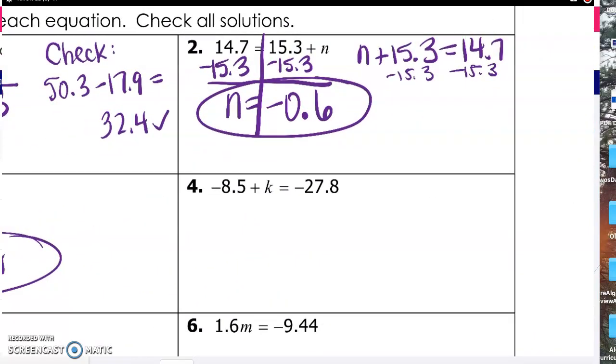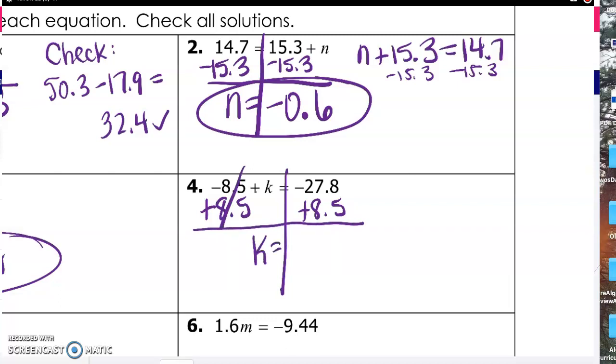Number 4, we see the addition sign, but we're technically adding a negative 8.5. All right, so if you want to see this addition sign, that's fine, but realize we're adding a negative 8.5. So that means we need to add a positive 8.5 to get rid of it. So we would add 8.5 to both sides. That would get these to cancel. If you use subtraction, they wouldn't cancel.